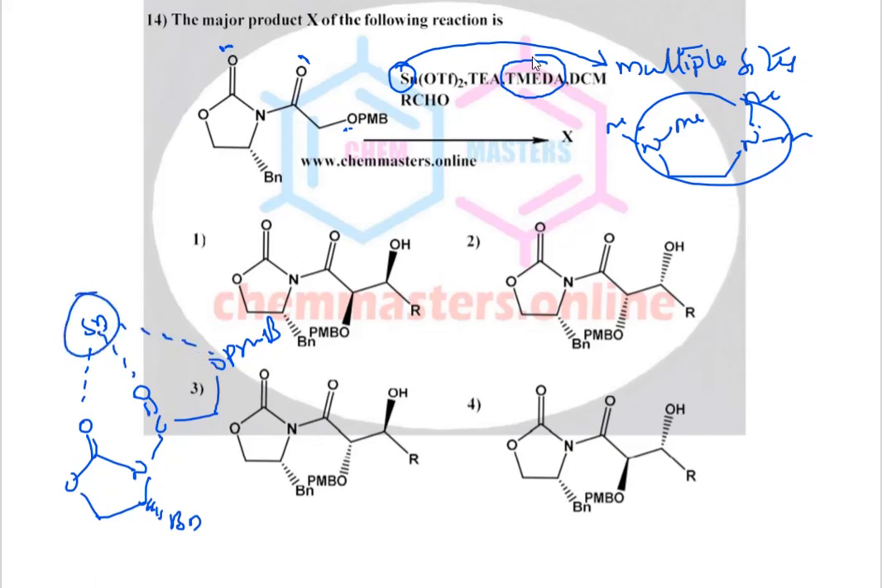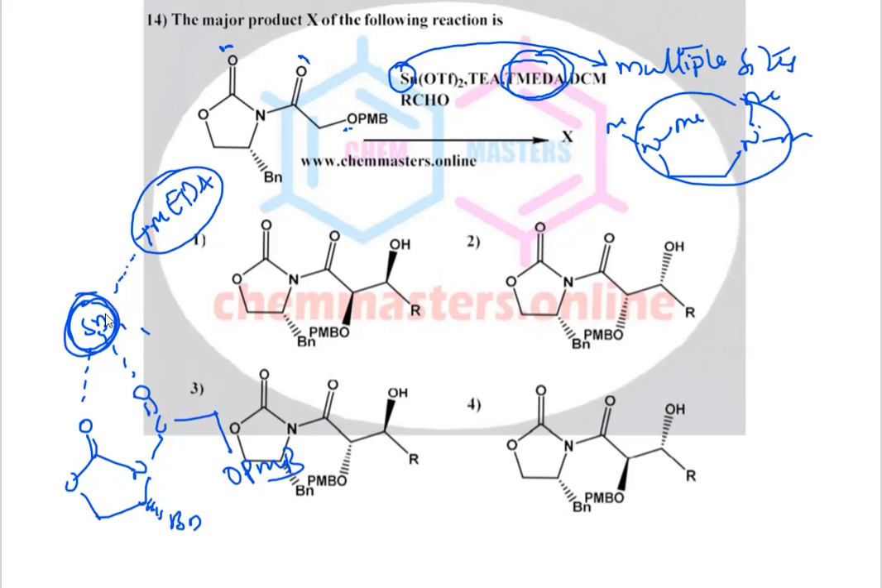In the general case, if TMEDA is not there, tin chelates with these. So here tin can coordinate with a maximum of 3 Lewis bases. But in this case, OPMB is free, because it is not going to coordinate with this tin, since TMEDA is there in the reaction medium and coordinates with this tin, right?